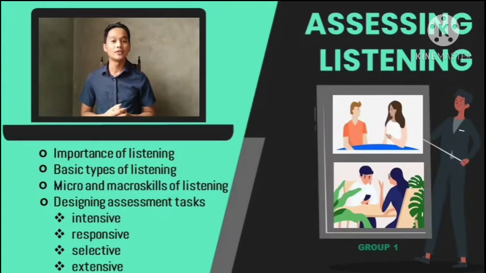Group 1 is about to discuss assessing listening. This topic will cover the importance of listening, the basic types of listening, the macro and micro skills of listening, and lastly the designing of assessment tasks. Under that, we will also be talking about intensive, responsive, selective, and extensive listening. So this is the comprehensive summary of the topic that we are going to talk about today.